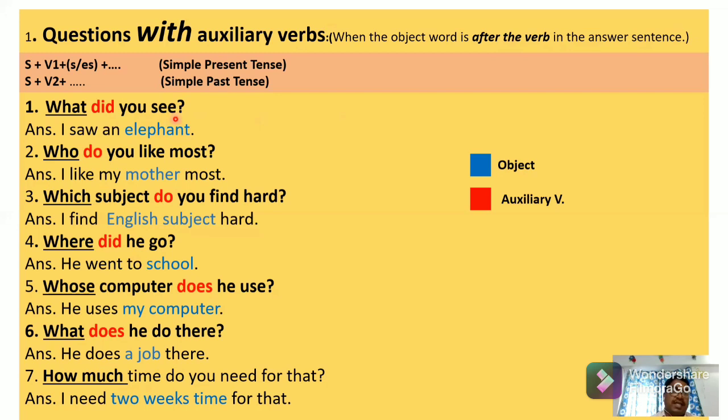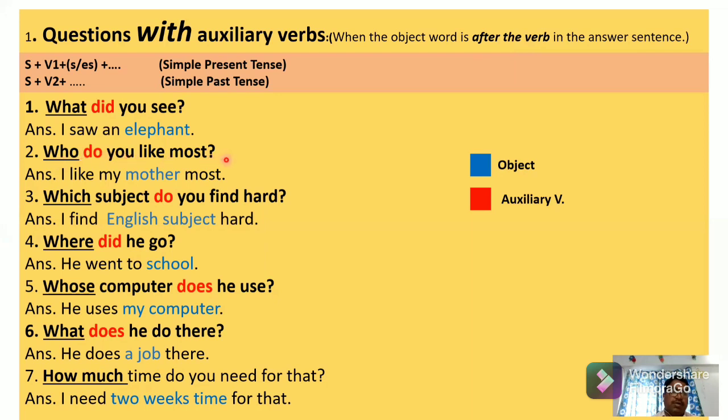So to understand this, we have to answer the questions. What did you see? I saw an elephant. So where is the object? The object is elephant, and this is after the verb saw, the main verb saw. Correct? Yes. Whenever the objects are after the main verb in the sentence, that time we need auxiliary verbs to make the questions. Correct? Look at the next question.